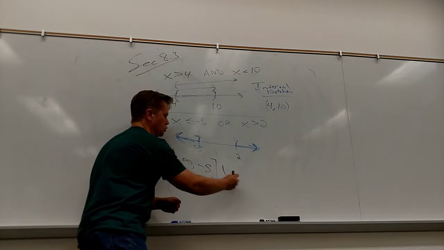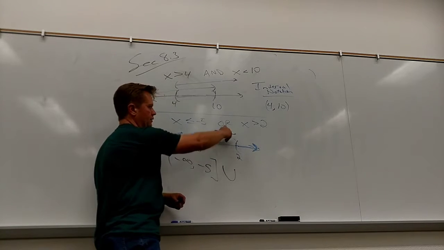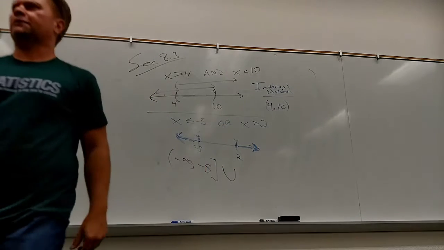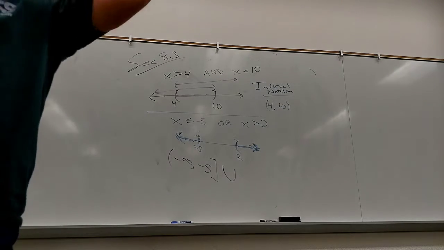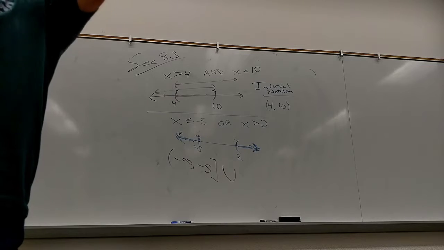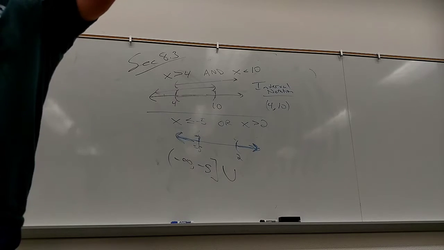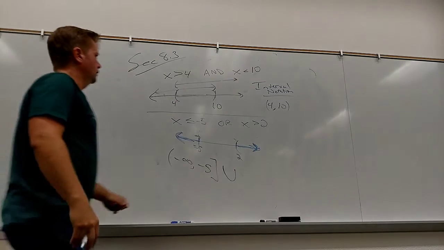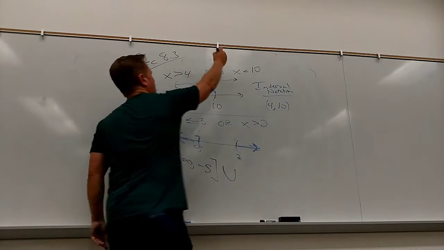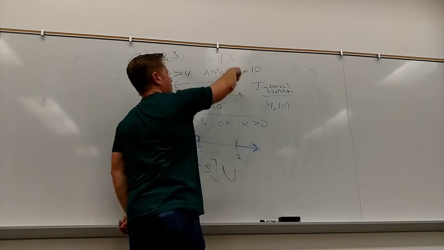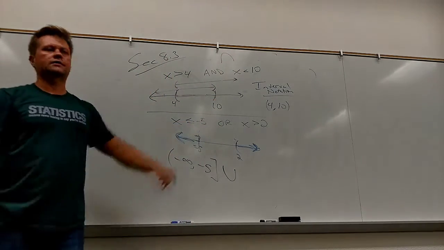A U. In fact, that U is the math way to say or. Okay. The symbol for and doesn't show up as much, but it's kind of nice. It looks like an A without a bracket in the middle. It's an upside down U. That's the symbol for and.